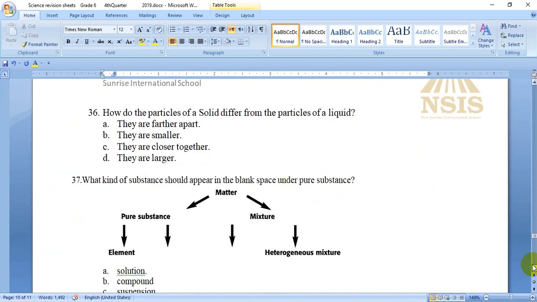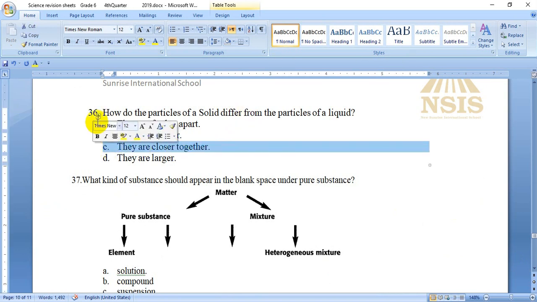Question 36. How do the particles of a solid differ from the particles of a liquid? In a solid, particles are closer together. They don't have a lot of space in between.